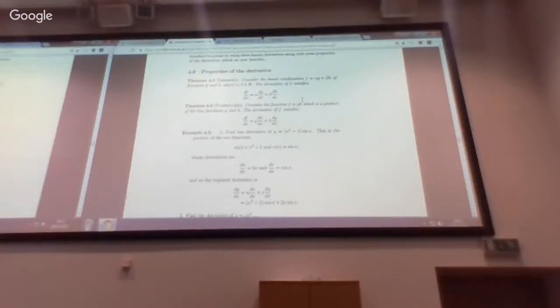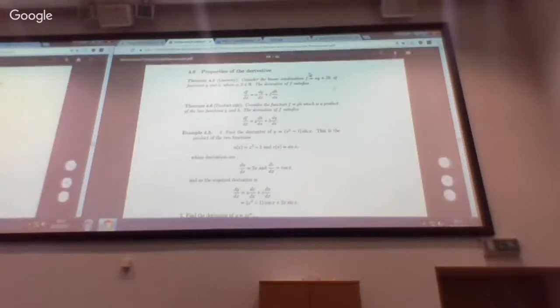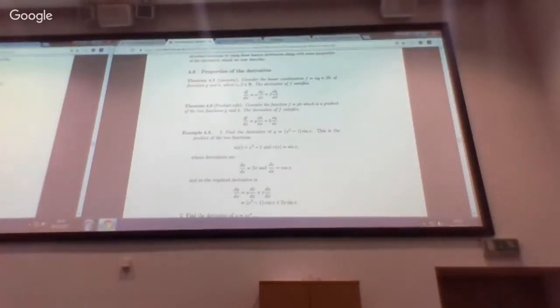It works out very nicely that the derivative of the new function f is simply the same linear combination, using coefficients alpha and beta, of the individual derivatives of g and h. It's extremely nice behavior. You apply the operation to the linear combination f by applying it individually to g and h, and then forming the linear combination of those two. Nice property, which is true.